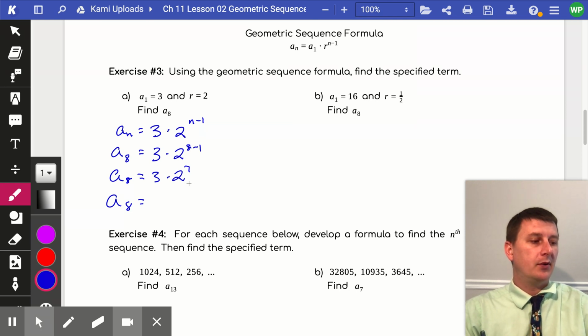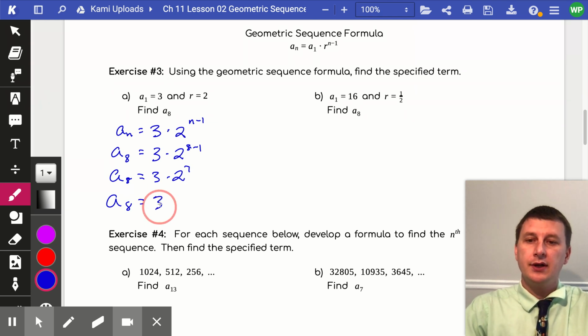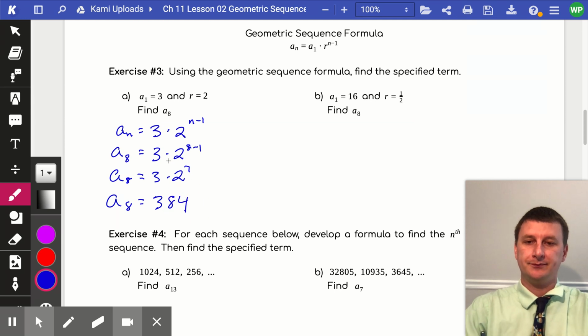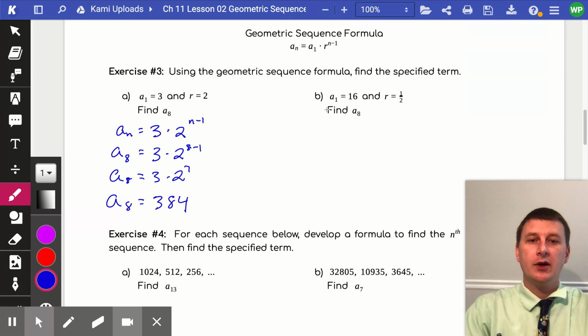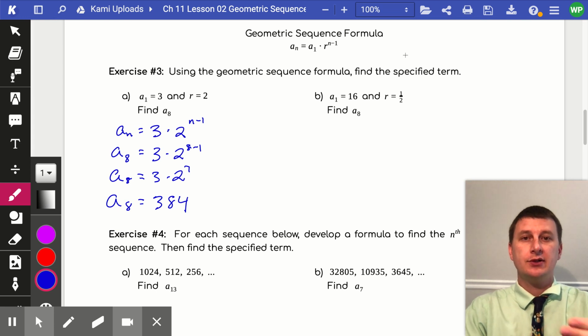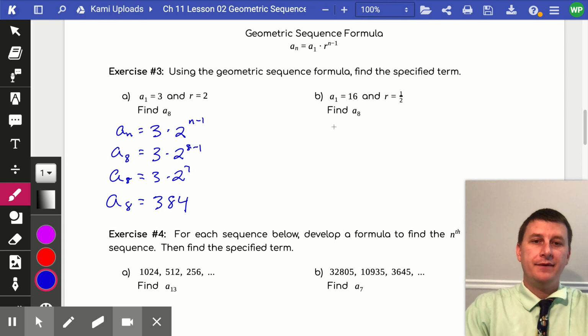And then we're going to multiply 128 times 3, and we're going to get 384. Now we're ready for part B, where it says a sub 1 is 16, and your common ratio this time is 1/2. So each next term of your sequence is going to be half as big as the one before it. Find a sub 8.